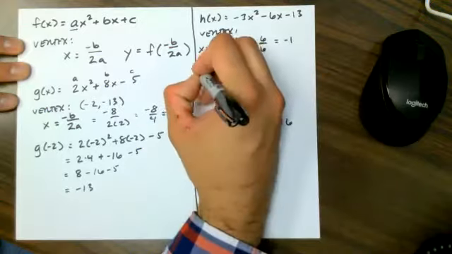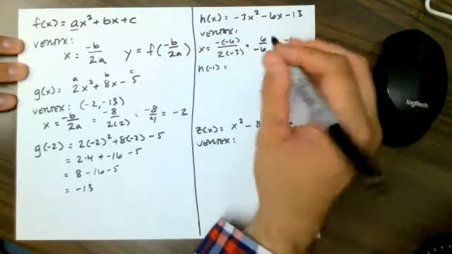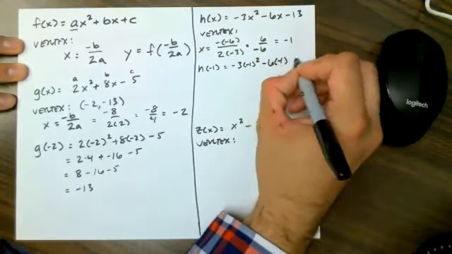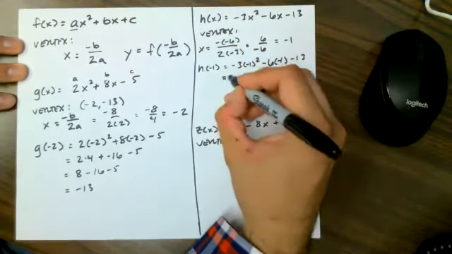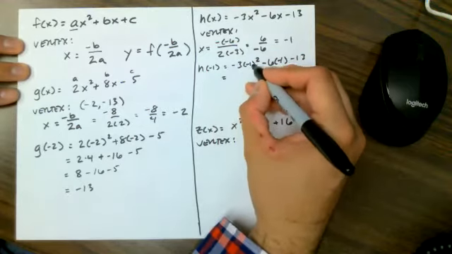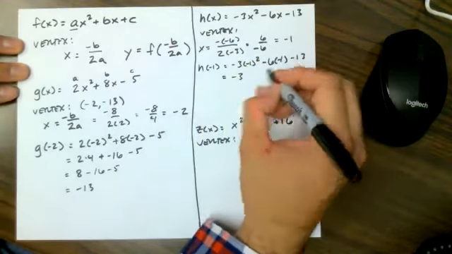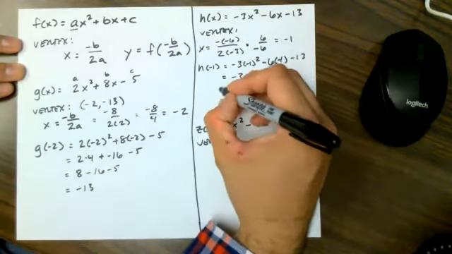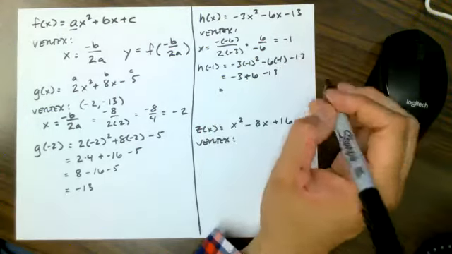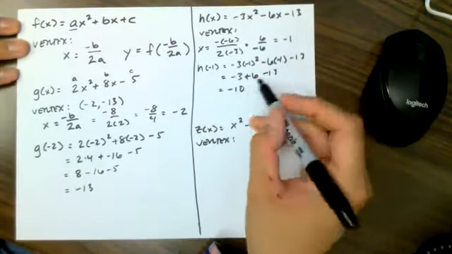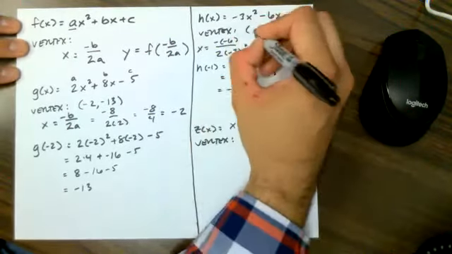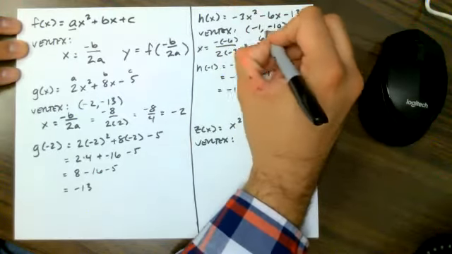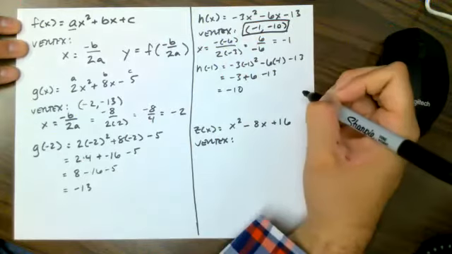Now we got to plug it in to get the y value. So h of negative 1 would be negative 3 times negative 1 squared minus 6 times negative 1 minus 13. Now, negative 1 squared is just positive 1, so that's negative 3 plus 6, negative, and then minus 13. So this would be negative 10, right? So the vertex would be negative 1 is the x value, and negative 10 is the y value, okay?